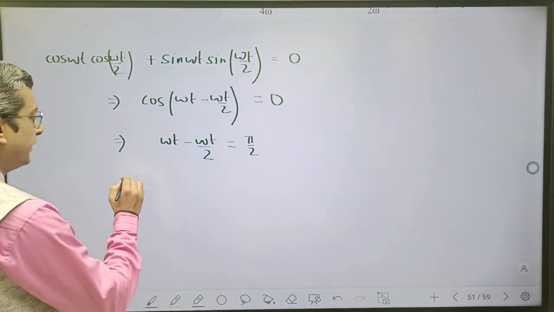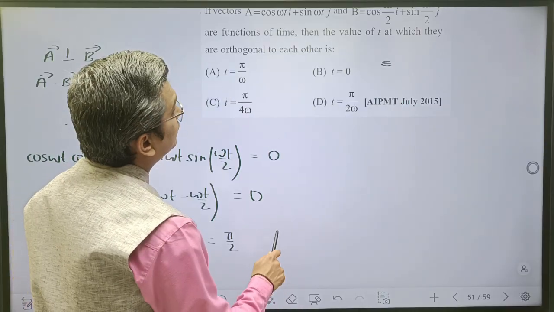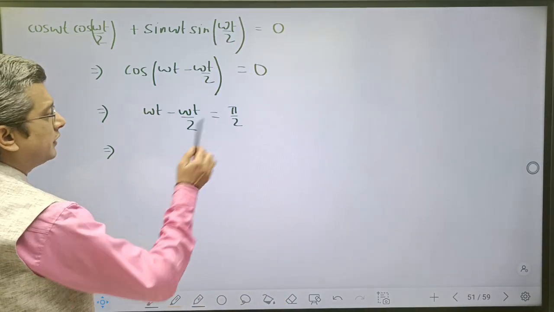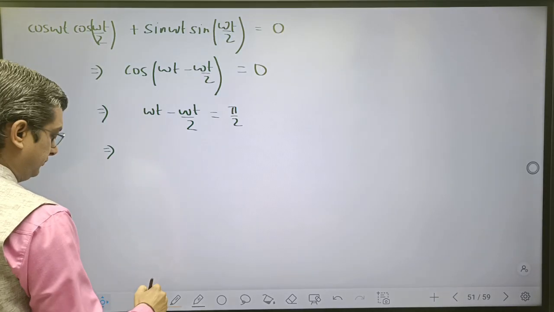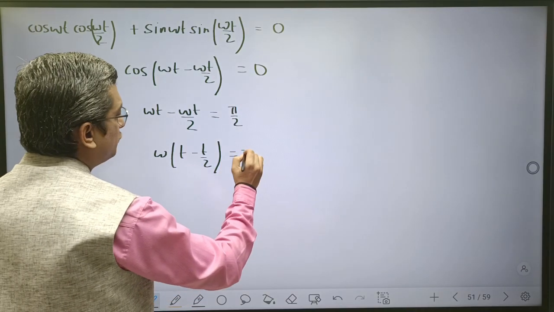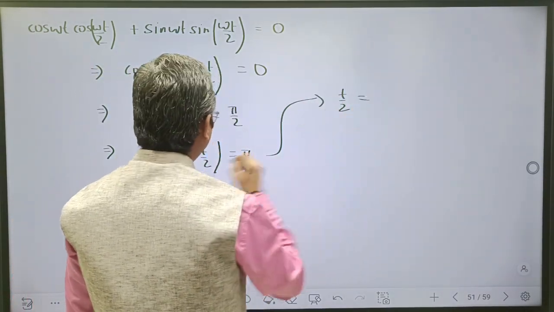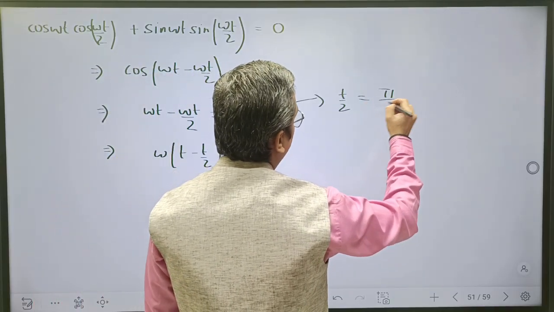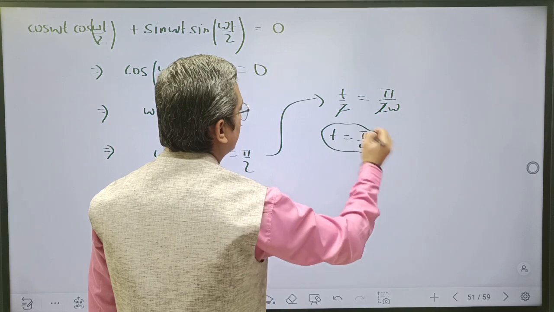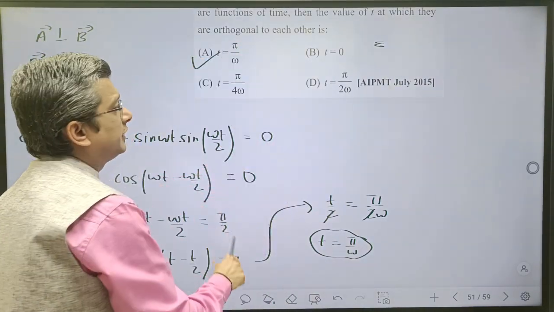Now on solving it, we have to find t. So this will be omega into t minus t by 2 equal to pi by 2. So t minus t by 2 is t by 2; shifting omega to the right side, this will be pi by 2 omega, so t is equal to pi by omega. So this is the expression. So t is equal to pi by omega, option A is the correct answer, isn't it?